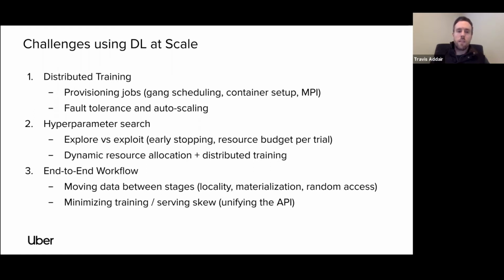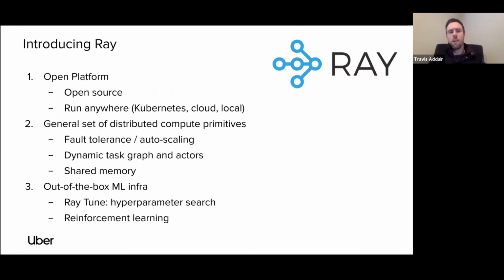So how do you move the data between stages? How do you take advantage of data locality, avoid having to materialize data sets by writing to disk? How do you provide random access into your data sets for the training process? And how do you make sure that you write this in a way that minimizes training serving skew? So you want to have a unified API that you can run in batch, as well as in streaming, as well as online serving. All of these things are complications that come up when you're dealing with writing these sorts of bespoke distributed systems. So this is where Ray comes into the picture.